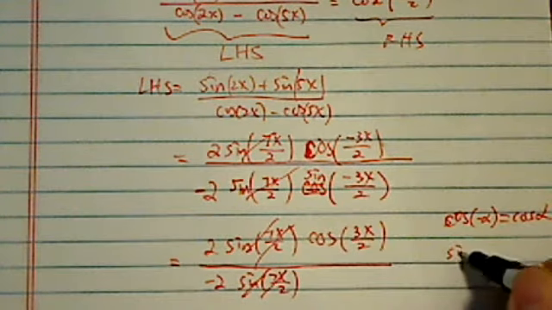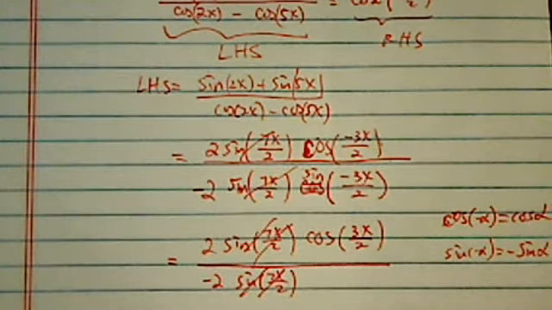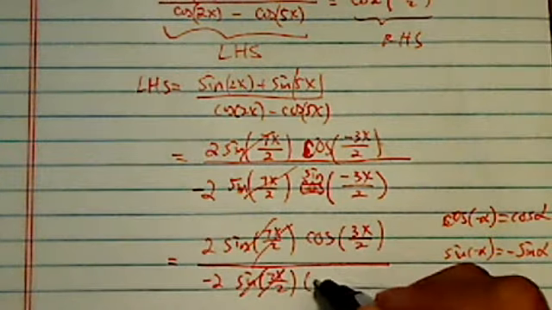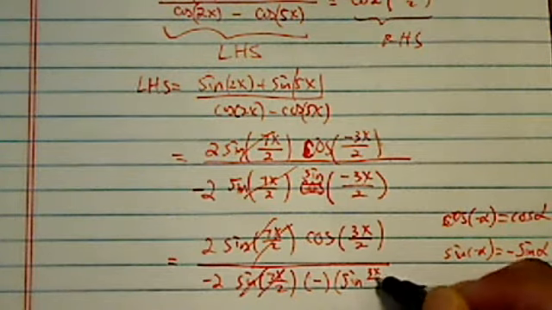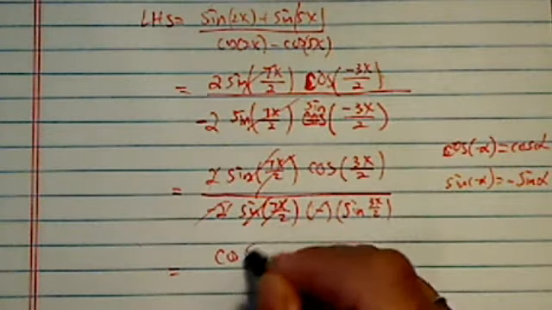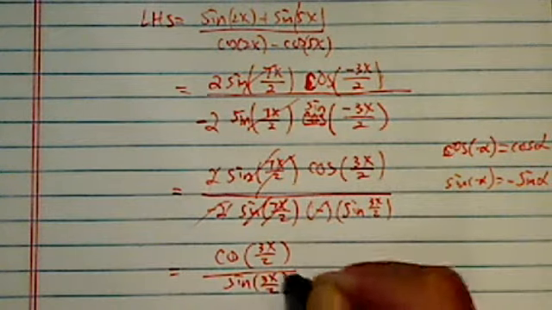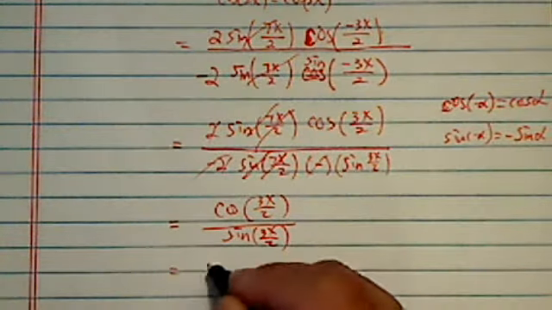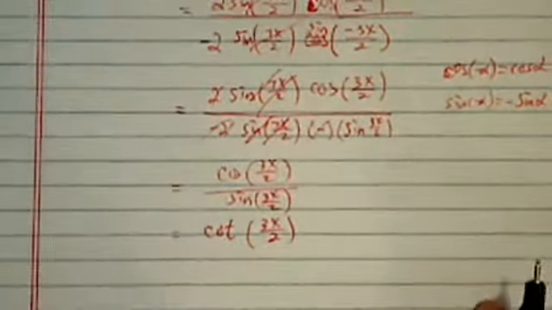Sine, on the other hand: sine of minus alpha is equal to minus sine of alpha, because sine is an odd function. So this is minus sine of 3x over 2. This minus and this minus turn into a positive, and then I have this all canceled out. So basically I have cosine of 3x over 2 divided by sine of 3x over 2. And this, by definition, is cotangent 3x over 2. Okay, so that's how we prove it.